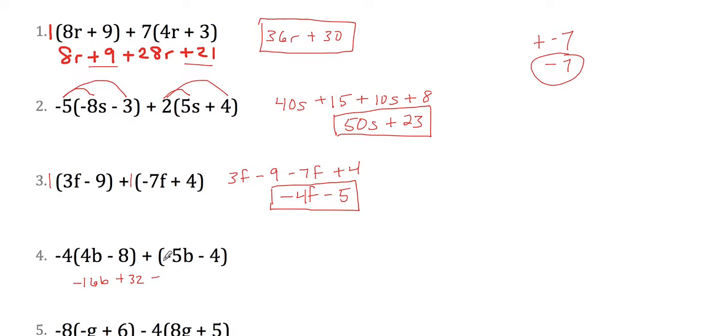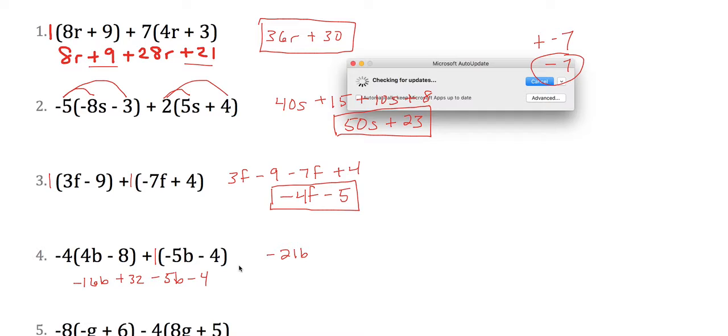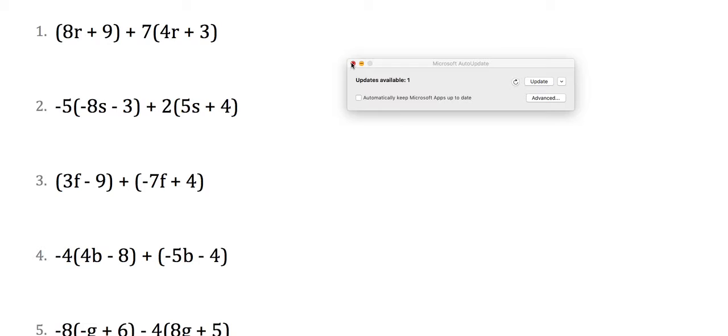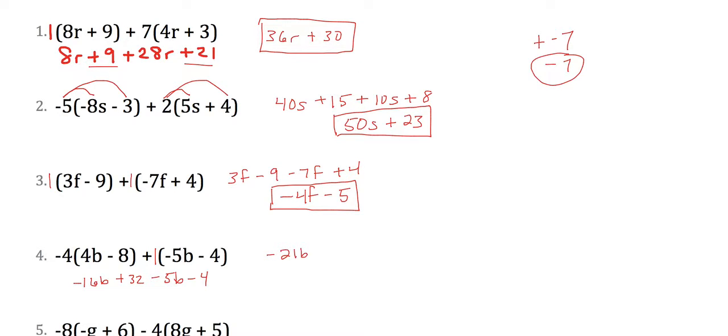1 times, there's a 1 here. 1 times negative 5b is negative 5b. And 1 times negative 4 is negative 4. Let's combine our like terms. So we have negative 16b minus 5b. That's going to be negative 21b. So we have negative 21b, and then 32 minus 4 is positive 28, so plus 28. All right, so there's numbers 1 through 4.